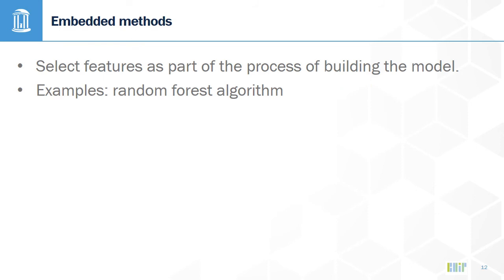Embedded methods automatically select features as part of the process of building a model. For this section, we will be using a random forest algorithm because it selects features for the decision trees that it creates to predict a specific outcome.